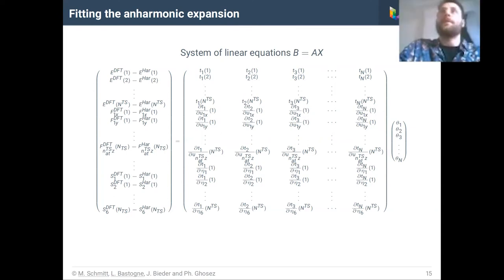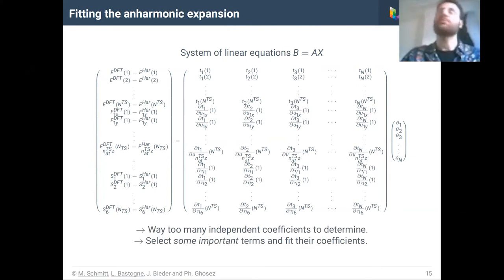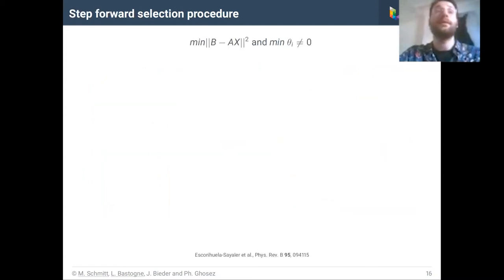And then we do that for energies and for forces, so we get the derivatives, and for the stresses. So it's a really big matrix. And the point is that our basis is way too large to determine all the coefficients, and that's not what we want, because we want a lightweight model to make quick calculations. So the idea is that we have to select some important ones that are pertinent for the most important interactions. We want to minimize the difference between DFT and the model, and we want to minimize the number of non-zero coefficients.